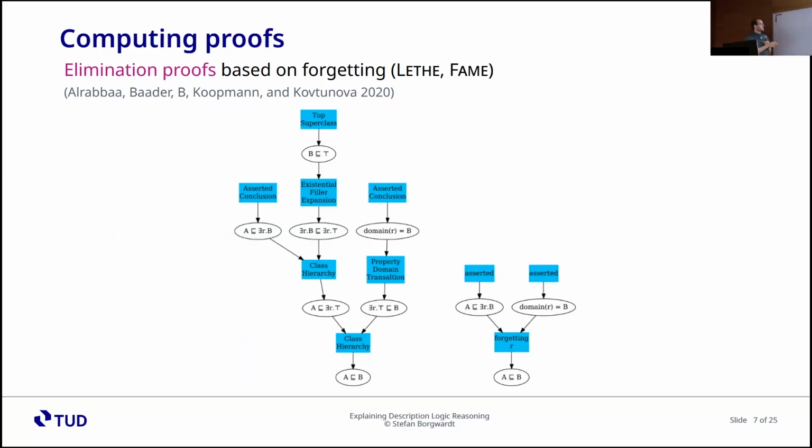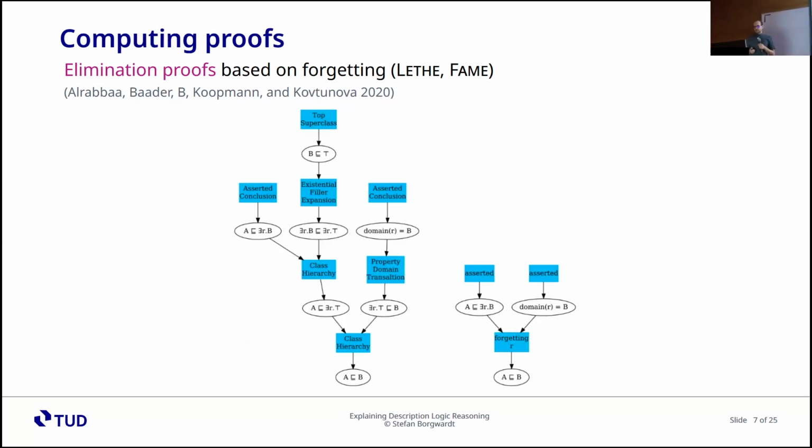On the other side, this is the proof generated by ELK, which has to follow these rigid inference steps. You first do an existential filler expansion. You start with a tautology, then you expand to existential restrictions, and you need to translate the domain axiom also into existential restrictions, and at the end you arrive at the same conclusion.